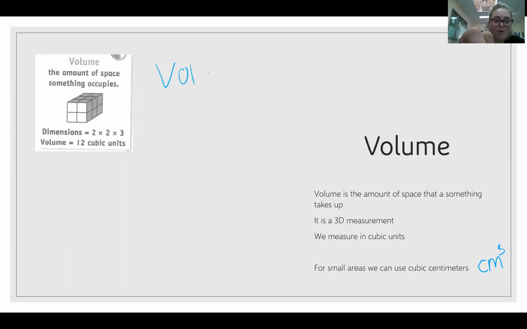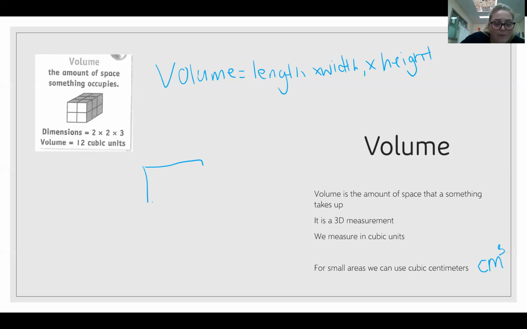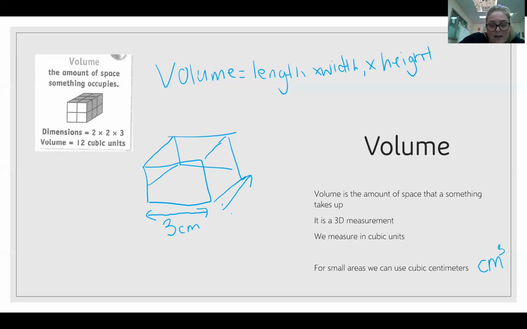Okay, so to work out volume, we need to multiply a few things. We need to multiply our length by the width by the height. Okay, so I might draw a cube. All right, so there's my 3D shape. And I might say that my width is going to be 3 centimeters, and my length is going to be 2 centimeters, and the height of my cube is going to be 4 centimeters. Okay, that would say then my volume is 3 times 2 times 4.